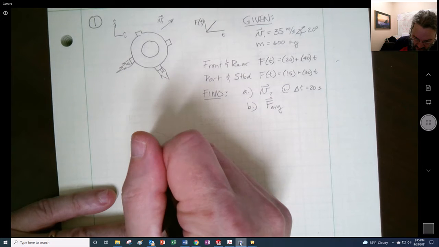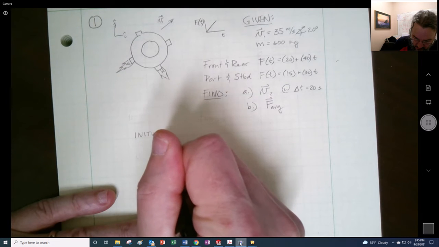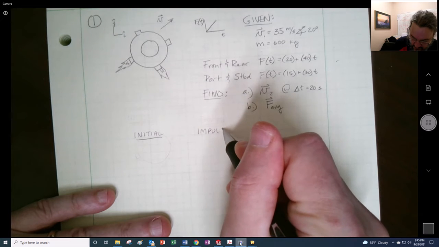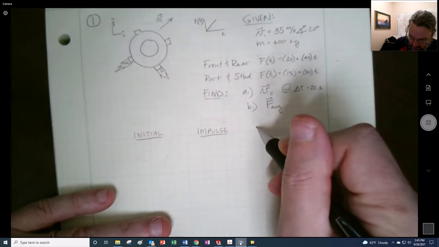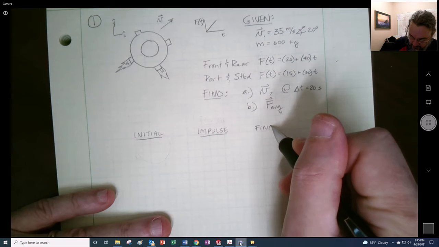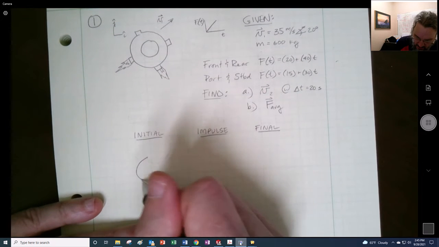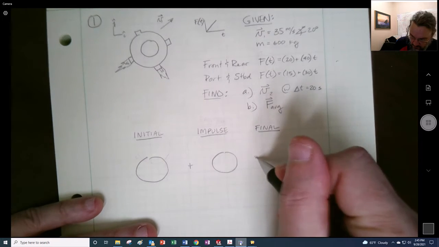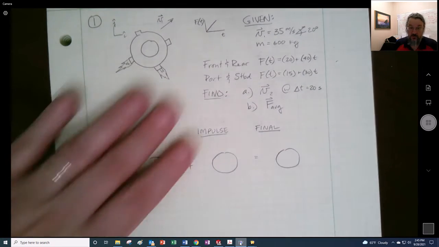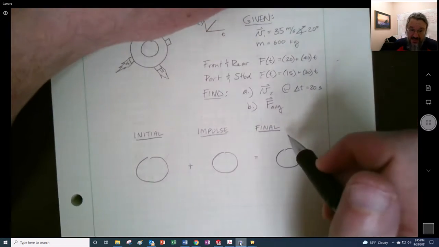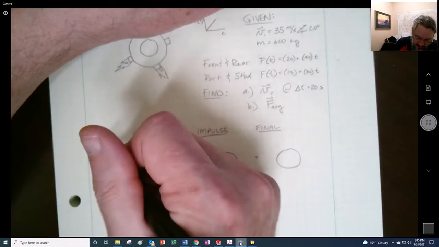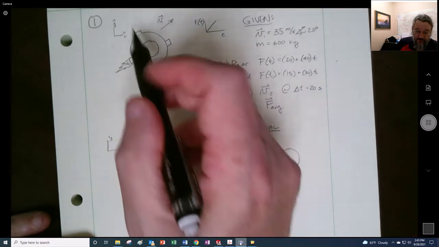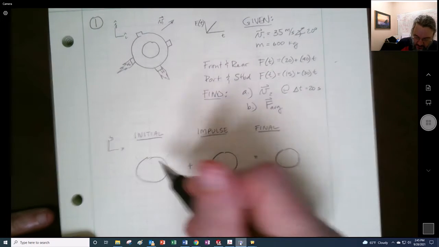So we're going to have initial. We're going to have impulse. And then we're going to have final. So we're going to draw 3 diagrams. And I'm going to go ahead and break this thing down, right? So here's going to be my coordinate axes. I'm going to use X and Y and I and J going on here.